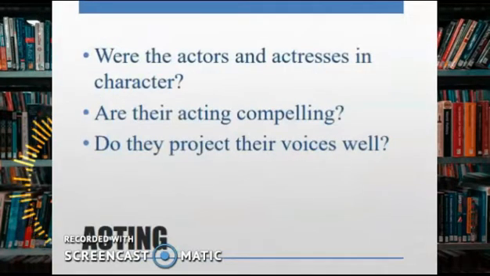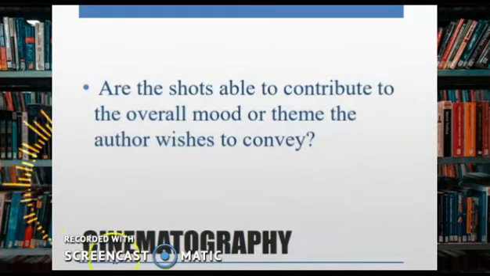After checking the conflict, we can also look at the acting skills of the characters, whether the actors and actresses are really in character, or they have portrayed their character well or effectively. Is their acting compelling, or is it effective or not? Is it believable or not? Or do they project their voices well? Because there are some actors who are not suited for a certain character that they are playing.